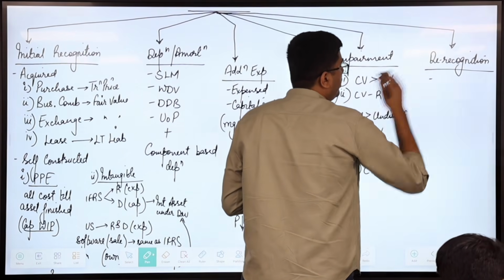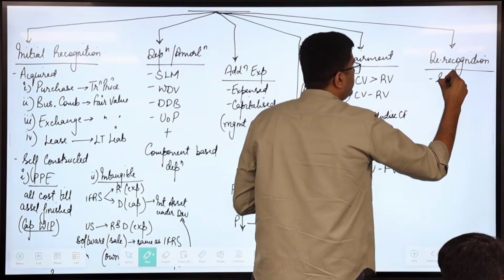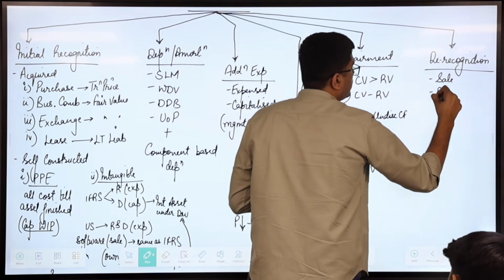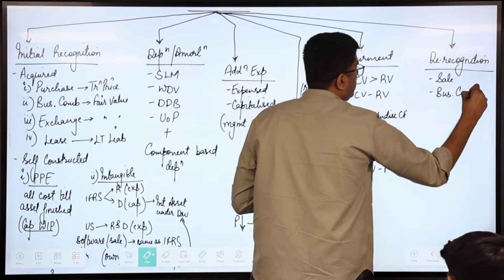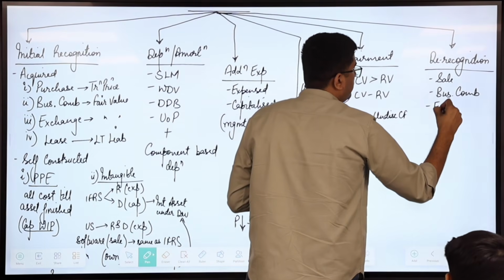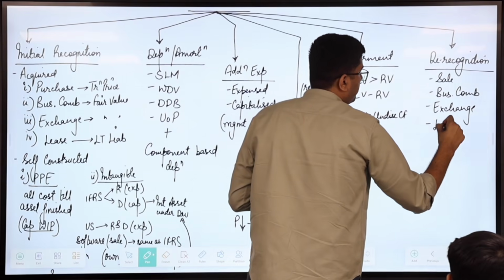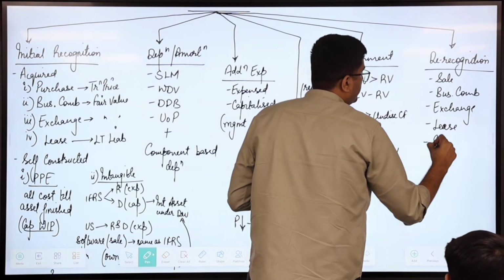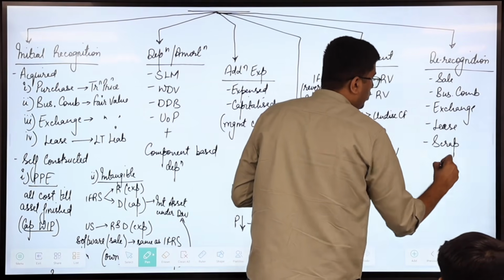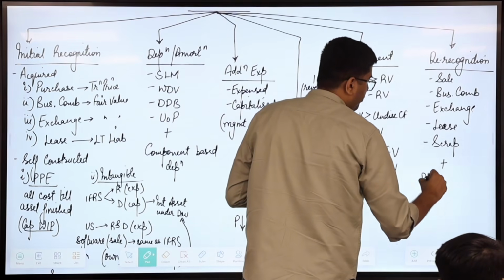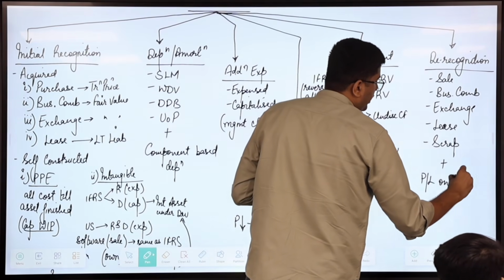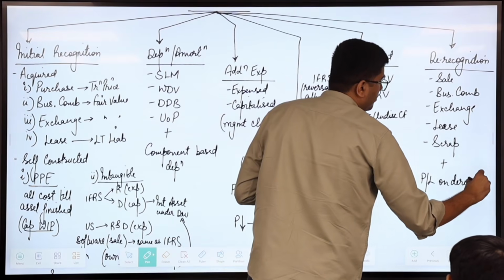Here you can have removal of asset in different ways. You can actually sell it. Business combination is possible. Exchange is possible. Again, lease is possible. Or scrap is possible. In all the cases, we figure out profit and loss on derecognition of asset.